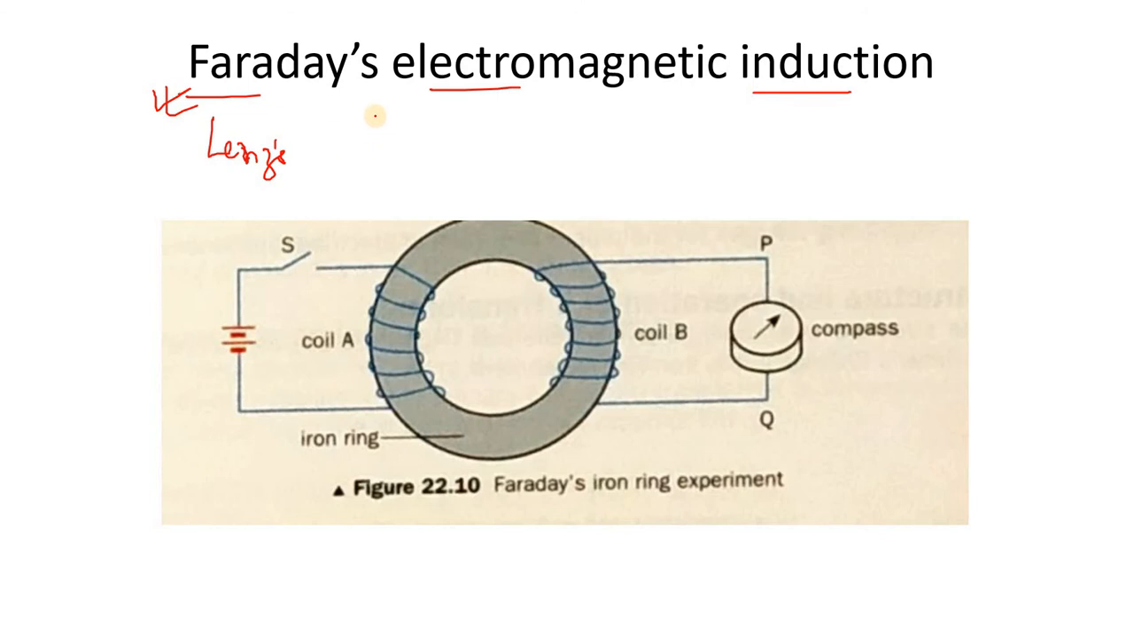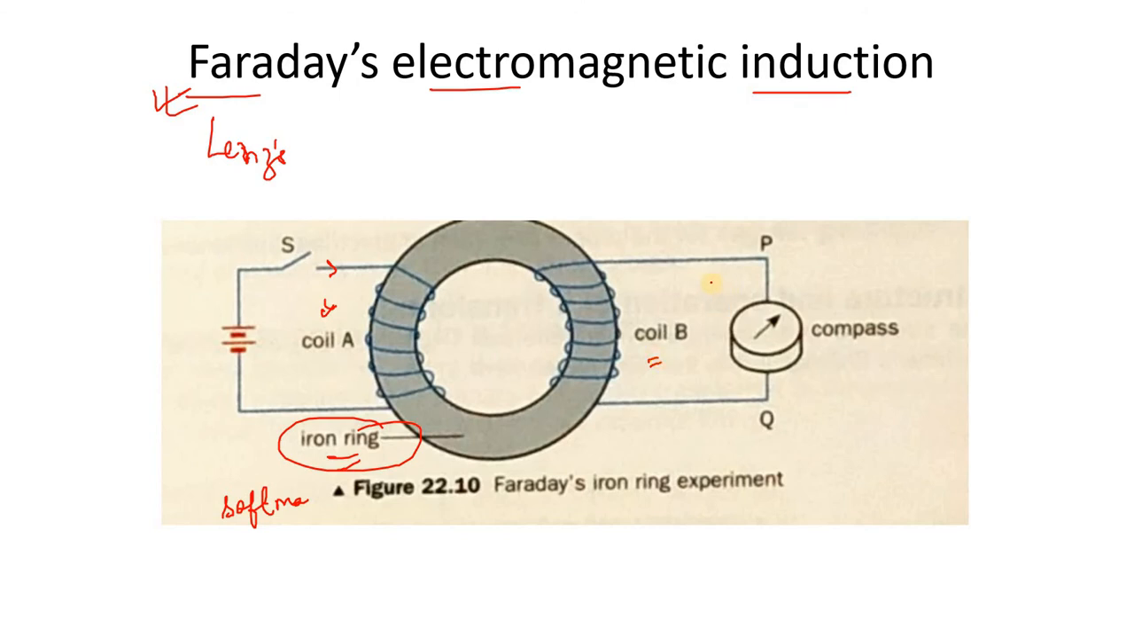So what does Faraday's electromagnetic induction say? It suggests that if you provide electricity in one coil, and that coil is wrapped on an iron ring, which is a soft magnetic material that can magnetize and demagnetize very fast, and another coil is wrapped on the same magnetic material, then if you provide current in coil A, you will see an induced current in coil B, and this was a very big discovery.